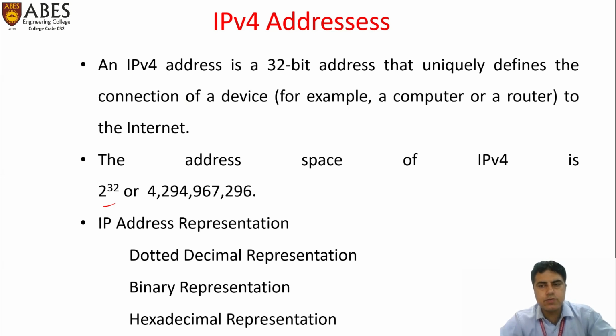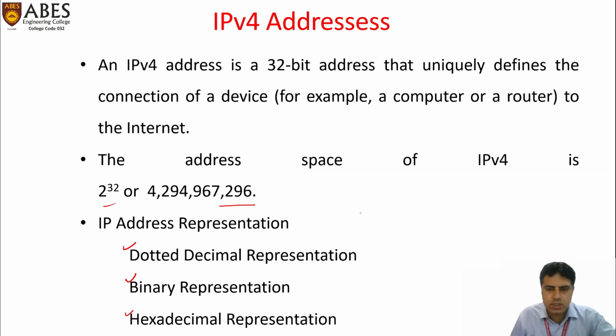The address space of IPv4 is 2 raised to the power 32, which means we can connect 4,294,967,296 computers together. There are three types of notation we can use for IP address representation: first is dotted decimal representation, then binary representation, and hexadecimal representation.